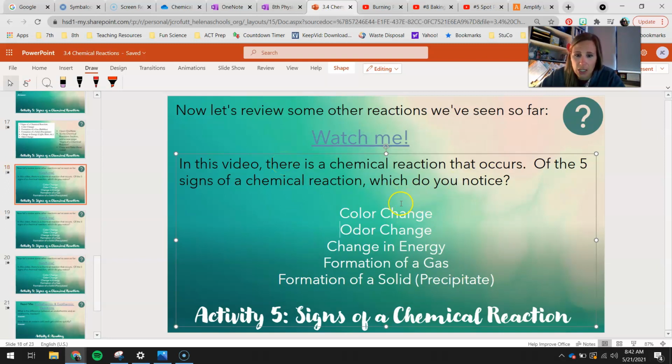So do you see a color change? Is there an odor change? You know what paper looks like when it burns. Okay, so change in energy, formation of a gas, formation of a solid precipitate. So do we have basically a solid form out of two dissolved liquids? Go ahead, watch that video, circle all the different signs of a chemical reaction that you see take place when this paper is burned. And then you can move on to this next one.